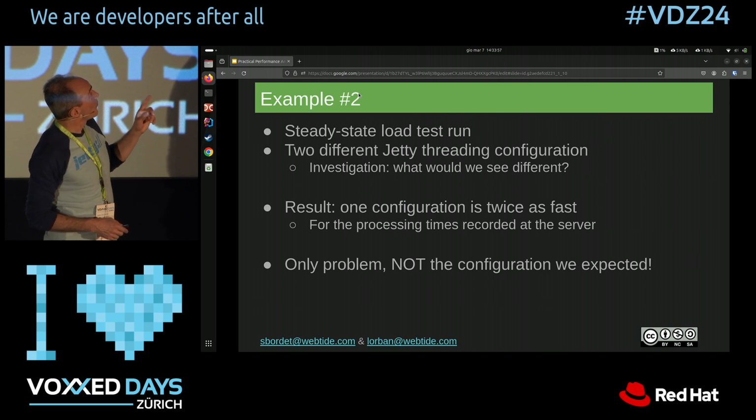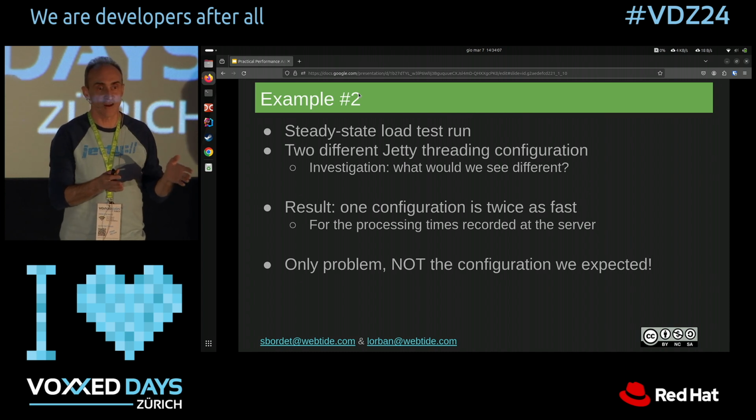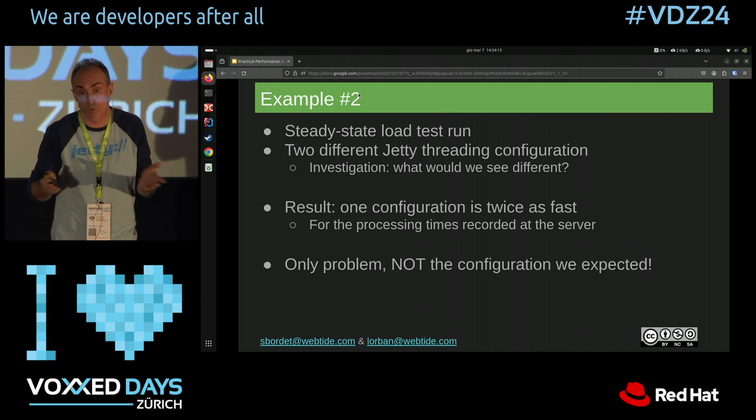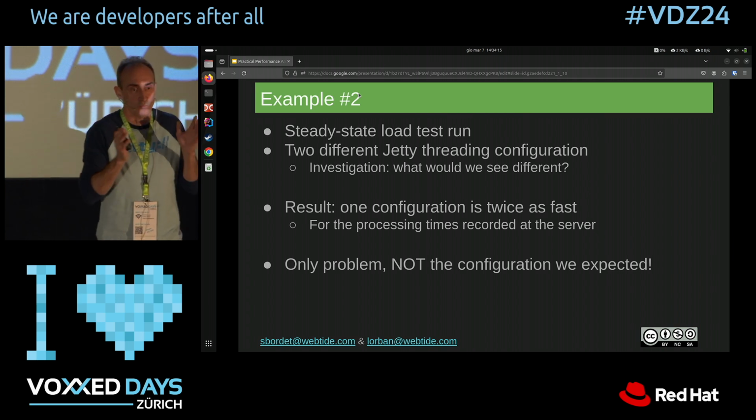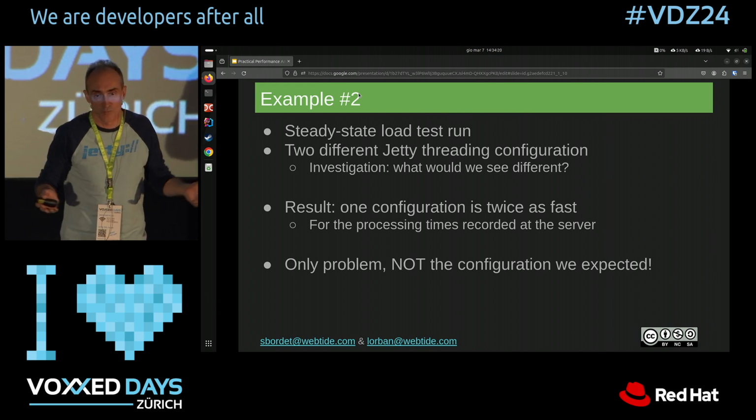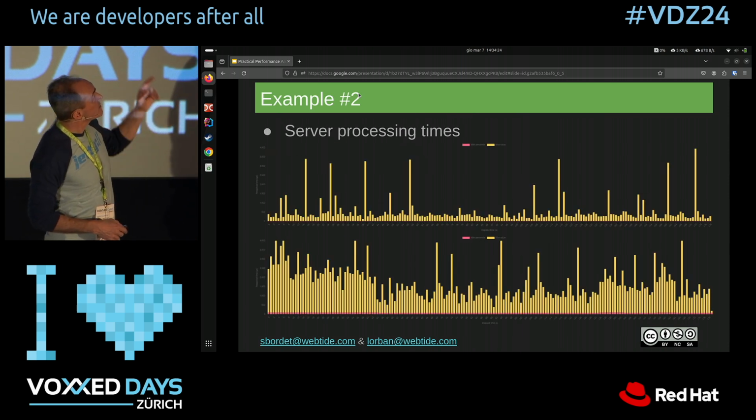Let's go to another example. It took us like 1 week to figure it out. So we had this steady state thing, and then we just went there. The idea is that in Jetty, we have 2 thread configuration modes, and we wanted to test the difference between the two, blind. We didn't know whether there was a difference, but let's say, okay, let's run one test with one configuration and one with the other, and let's see what comes out, right? And so what came out was this.